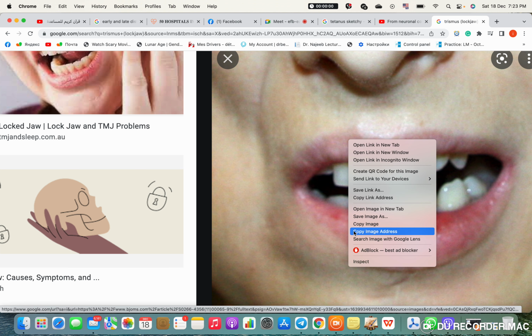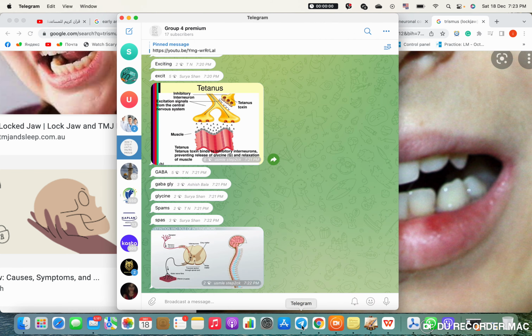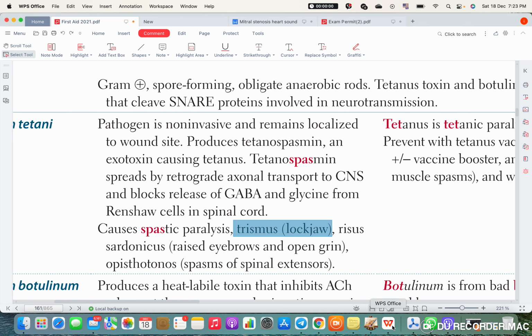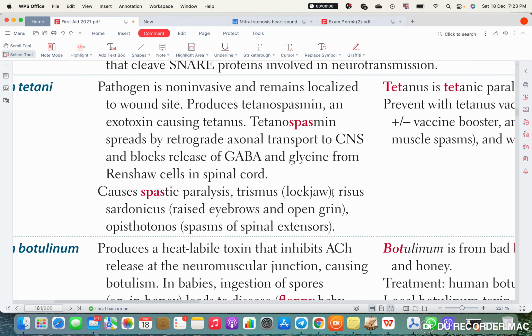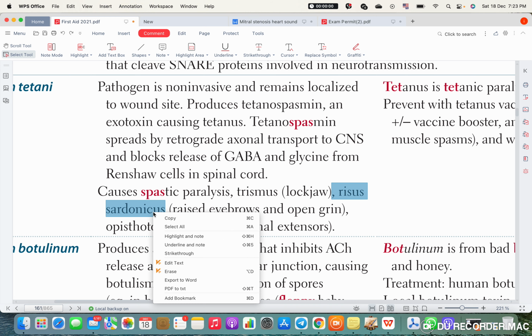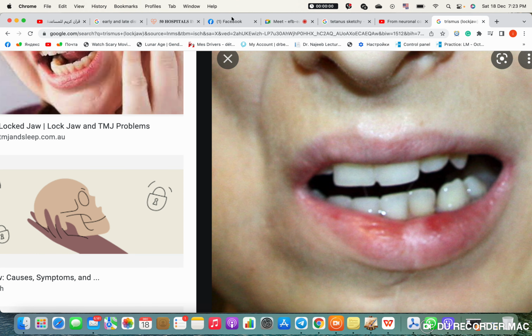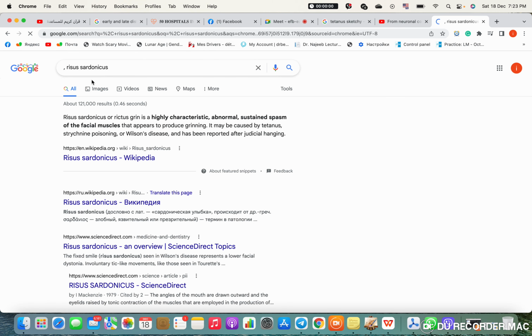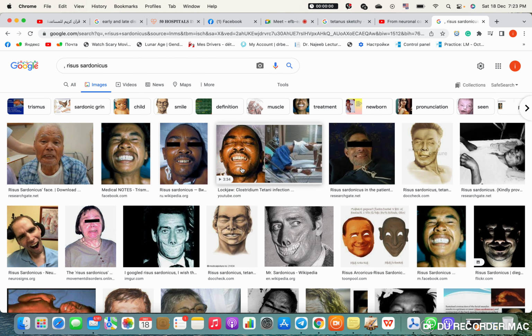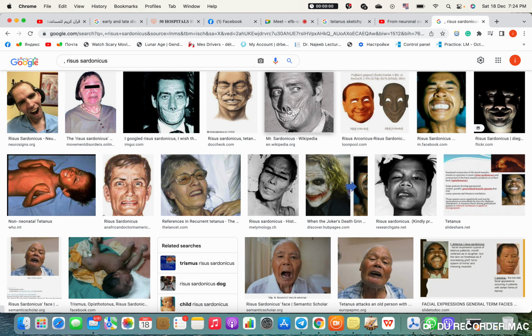That's not good. Yep, that's a locked jaw. Okay, the next thing that we have is something called risus sardonicus, which is a type of laugh. Okay, it's evil. Yep, it reminds me of my childhood for a reason. Okay, take a look. So they are smiling a lot.